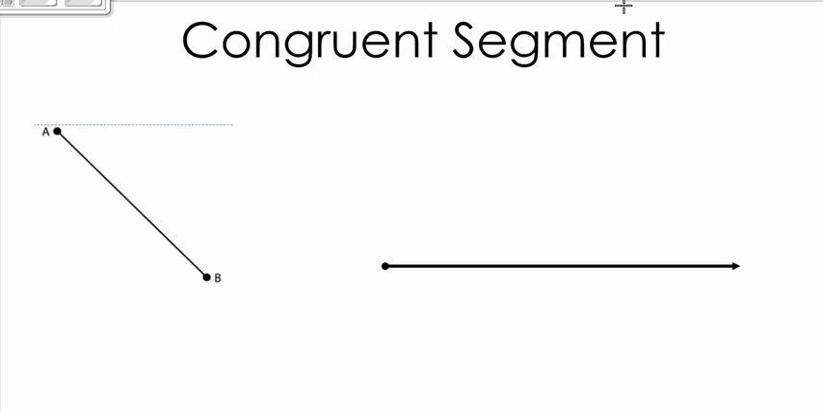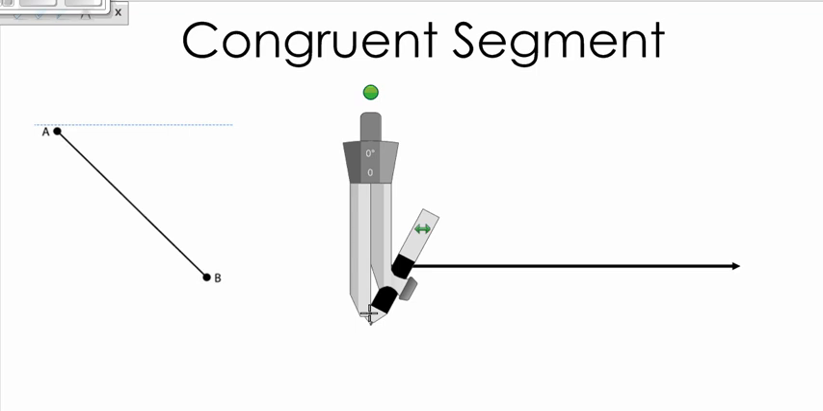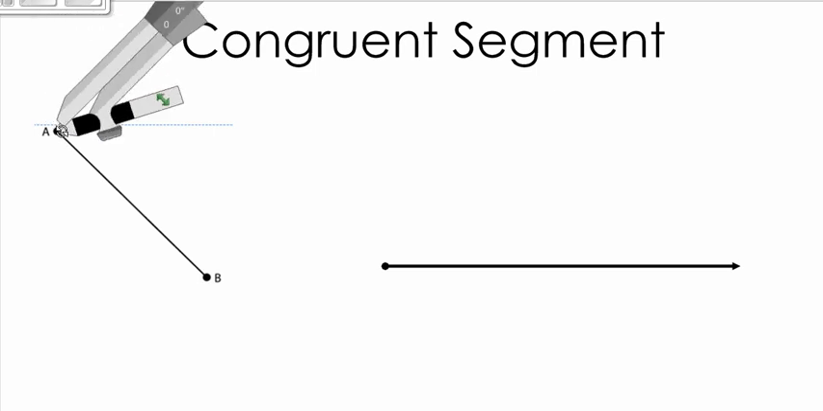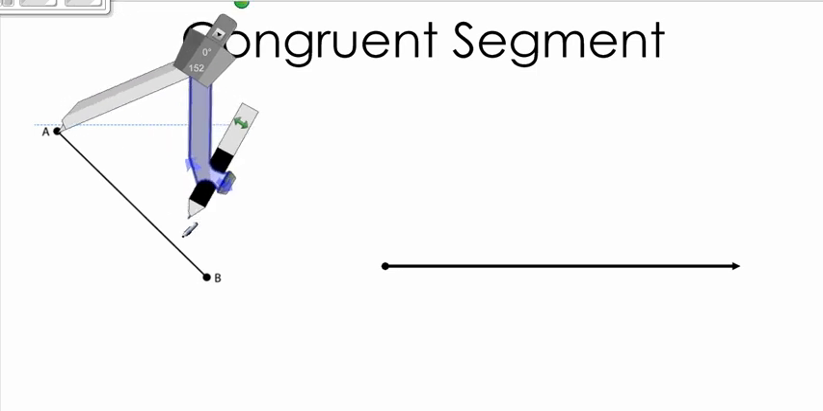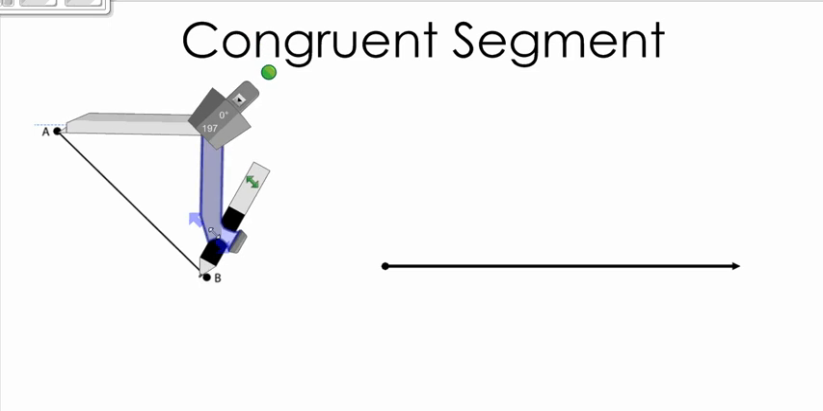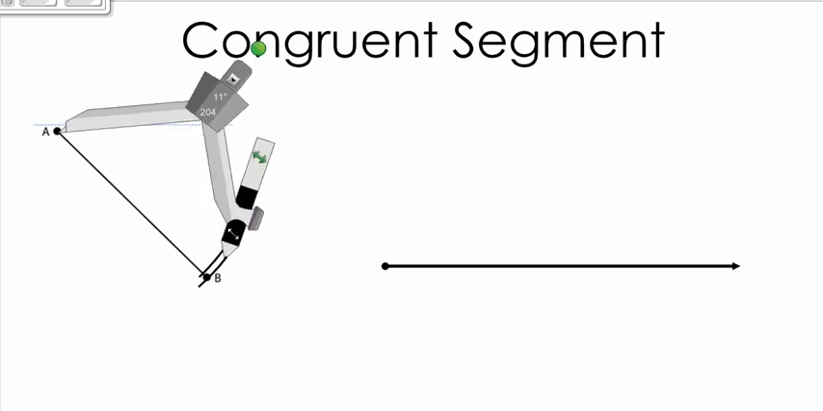And now I'm going to take my compass, and I'm going to put my pointer on to point A, and I'm going to stretch my compass out all the way to point B. Have to rotate mine a little bit more to get it there. And I'm going to make a mark. Oops, see, I didn't make it. So let me stretch it out a little bit further to B, and I'm going to make a mark there.